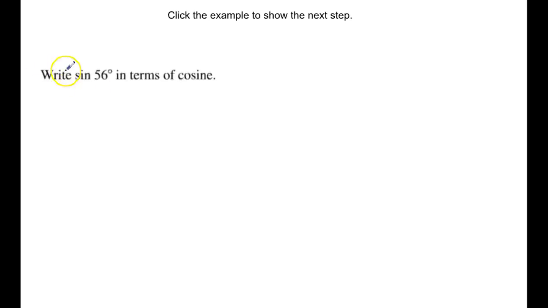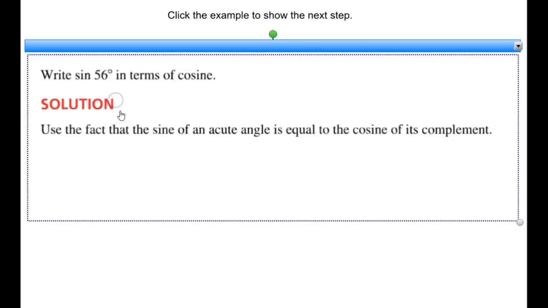So here's my example. Write sine of 56 degrees in terms of cosine. So first I have to find what its complementary angle is, right? So first I do that.